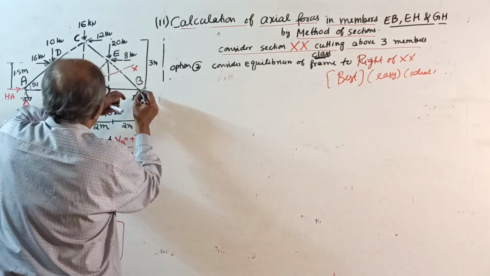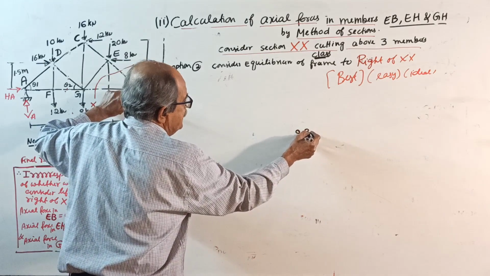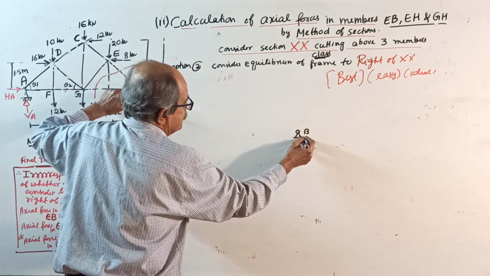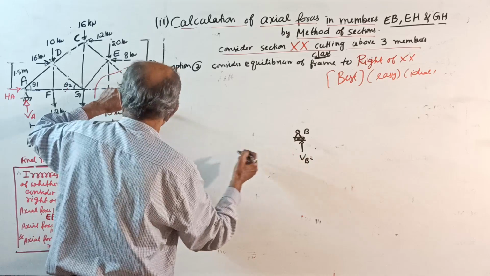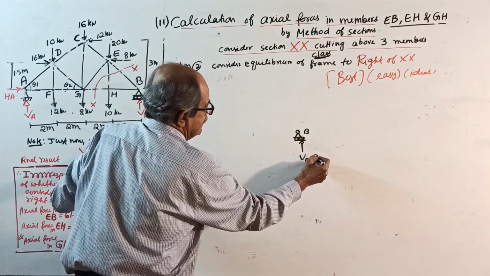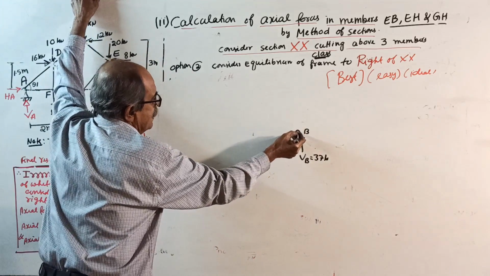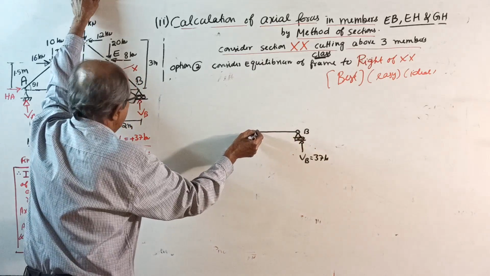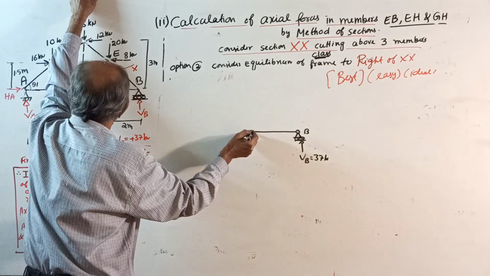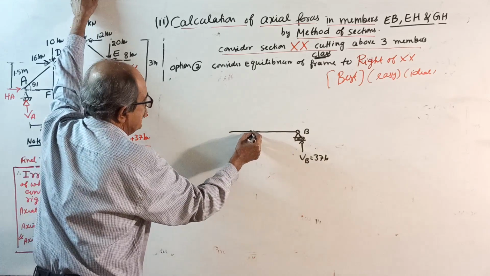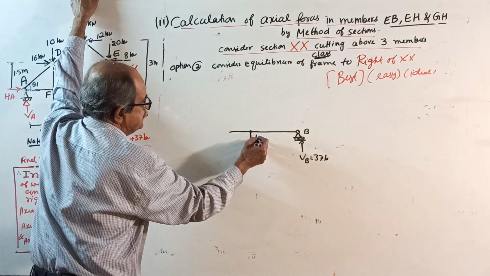What is there here? Only joint B intact, where the roller support is. Vertical reaction VB equal to 37 kilonewton. Then one member goes from B up to H. At H there is a load of 10 kilonewton.